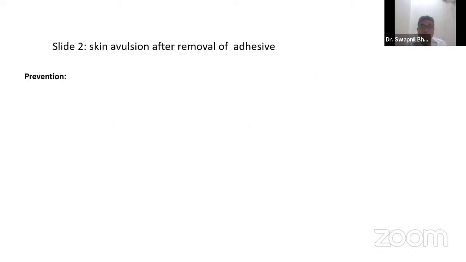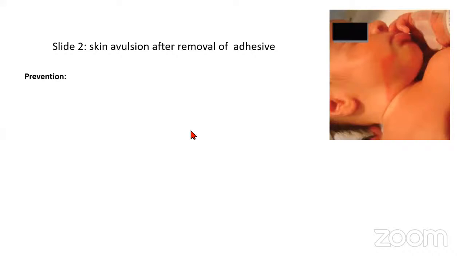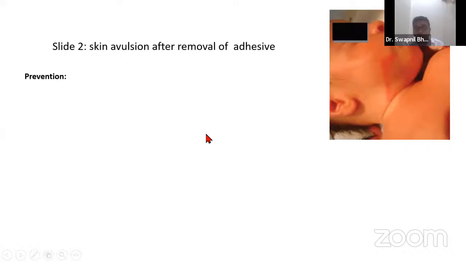Now, second slide, I will discuss regarding skin avulsion, which is very common after removal of adhesive. This picture shows that the skin is being stripped off after removal of adhesives. Now, the adhesive is being used for fixation of RT, fixation of multiple things, as well as fixation of temperature probe, fixation of urinary catheter. How to prevent it? These are the few things which I would like to tell you.